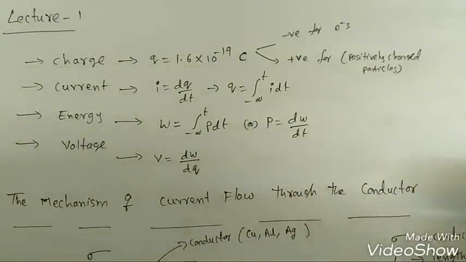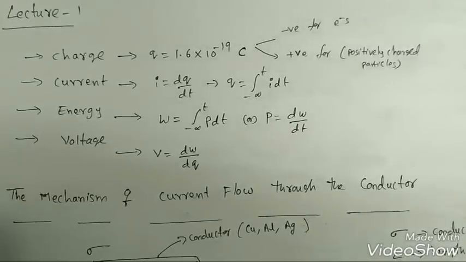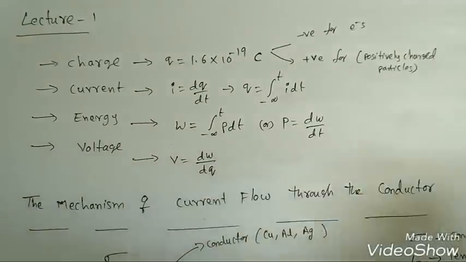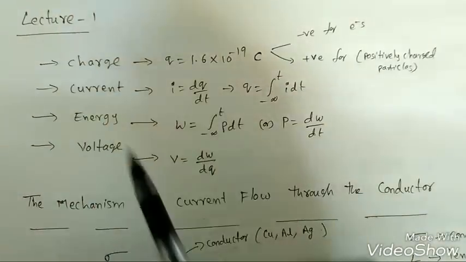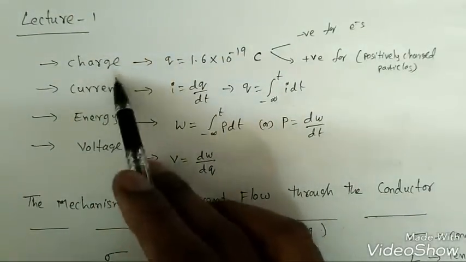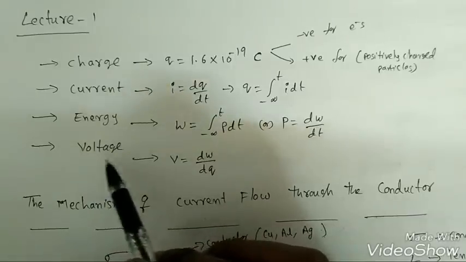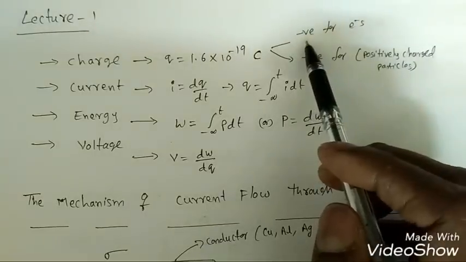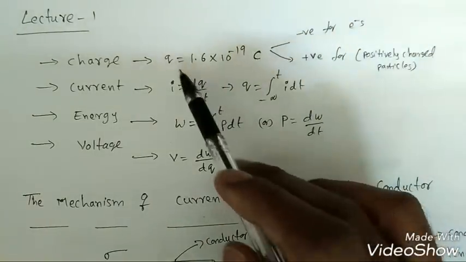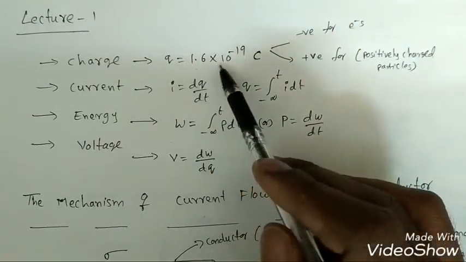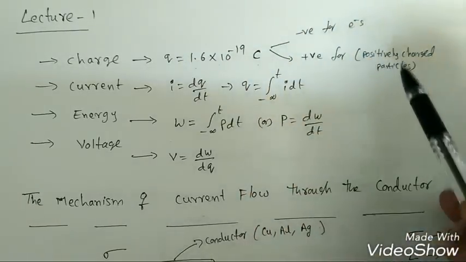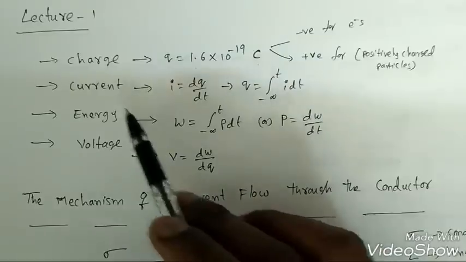Good morning, everyone. In this lecture, we are going to discuss some more basics from this network theory subject. Previously in lecture 1, I introduced what is a charge, current, energy, and voltage. Charge is negative for electrons: Q is equal to 1.6 into 10 to the power minus 19 coulomb, and it will be positive for positively charged particles. What is a current?